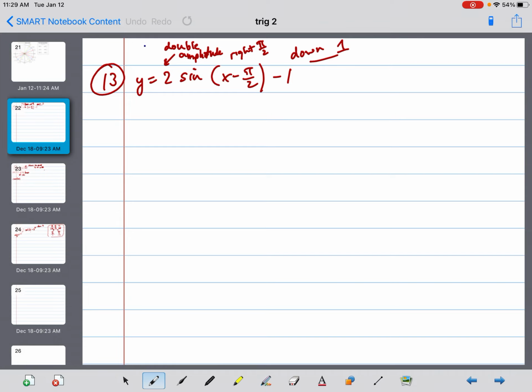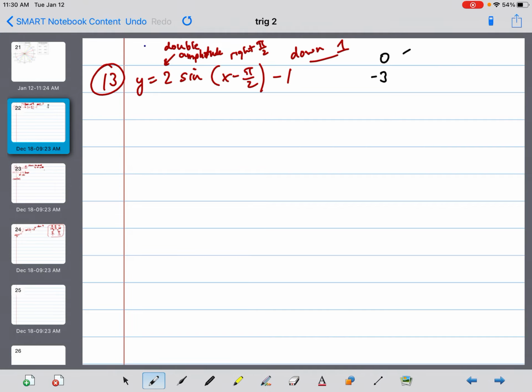At 0 itself, 0 minus pi over 2 is negative pi over 2, and the sine of negative pi over 2 is negative 1, and 2 times negative 1 is negative 2, and negative 2 minus 1 is negative 3. So this one actually starts at 0, negative 3, okay? And then it's going to start to climb up.